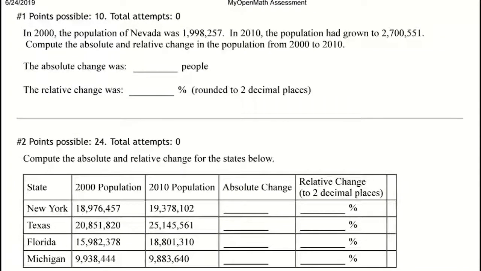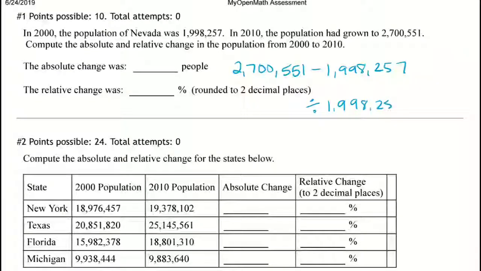So here I have the population of Nevada. It was, so that's the old, 1.998 million. Now it's 2 million, so that's the new. So 2,751,551. So take the new minus the old for the absolute change. That's straightforward. And then you would divide by the old, which in this case, the 1,998,257. Now when you're doing percent, you always have to multiply by 100%.